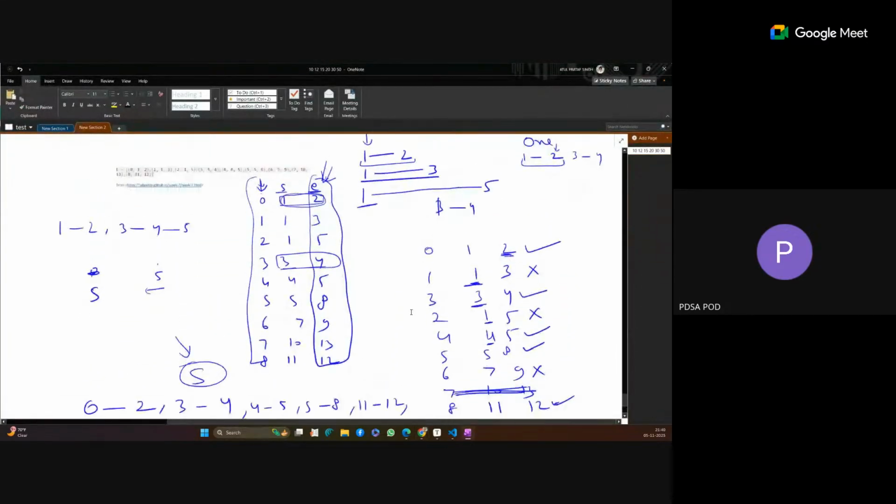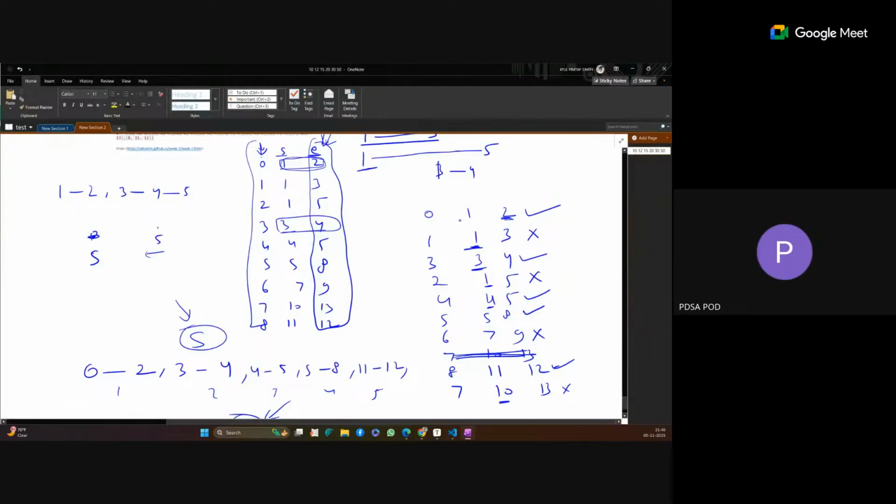Let me explain again. Suppose we have selected this 1, 2. This is the previous selected one, and this is its end time. Now, for this activity, should we select it or not? We check this one: this is the start time, compared to the end time of the previous selected activity. If this start time is greater than or equal to the previous activity's end time, then we will select it, otherwise skip.